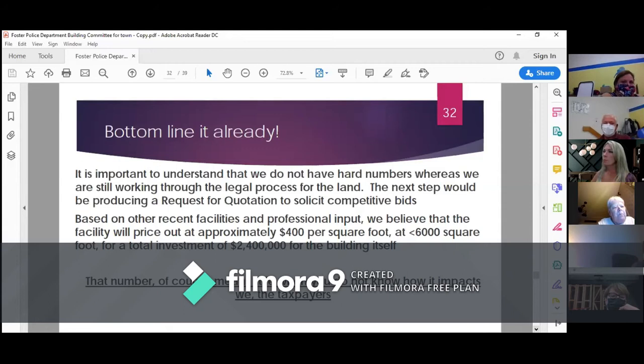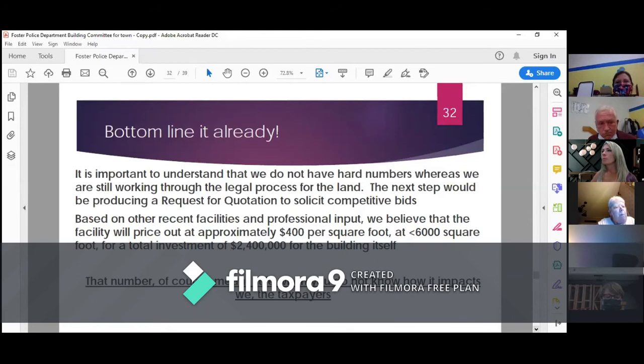So again, we don't have all hard numbers because it hasn't gone out to public bid. But what we do have is we've talked to multiple people who've done this recently. We've talked to many different builders. We've talked to a lot of people. We got a real good handle, and I think we're pretty solid on what the number's going to be.